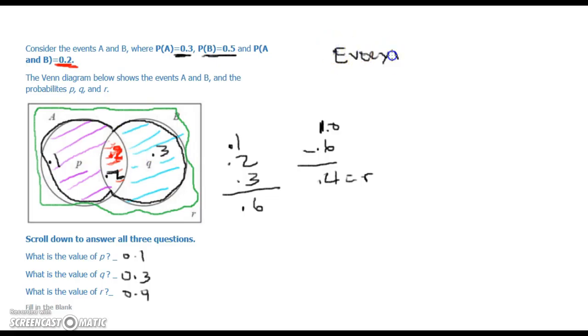Everything adds up to 1. So take all your decimals, they have to add up to 1. Whatever's left over is your R. So if everything adds up to 0.6, then 0.4 gets you to 1, and that is your R. So again, this is 0.4 down here.